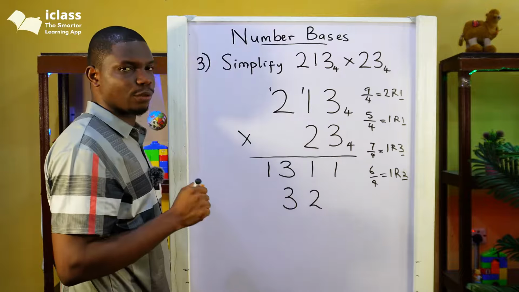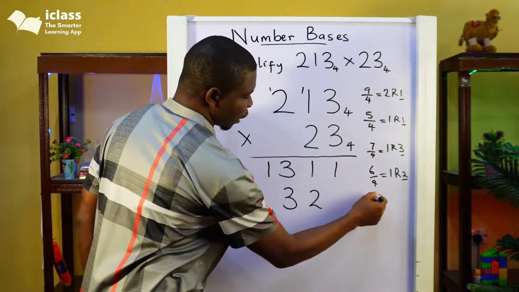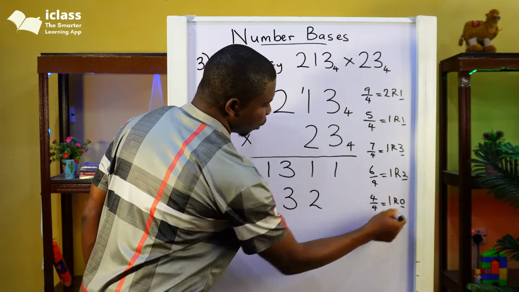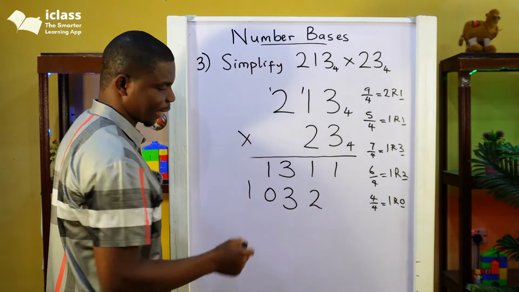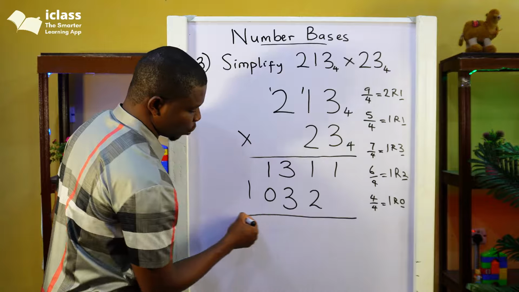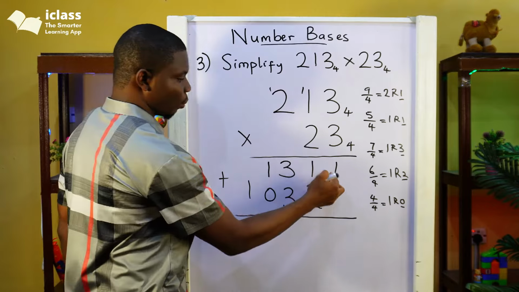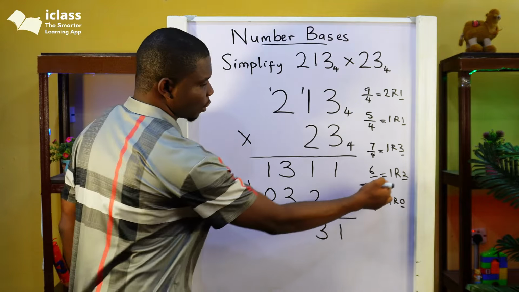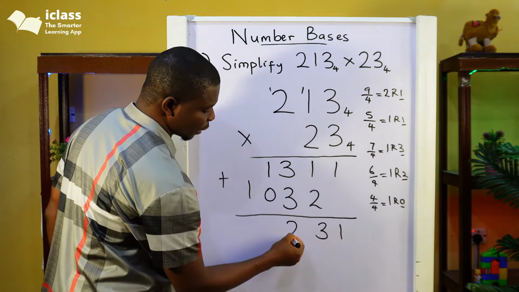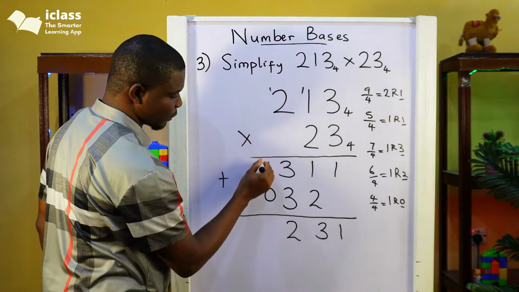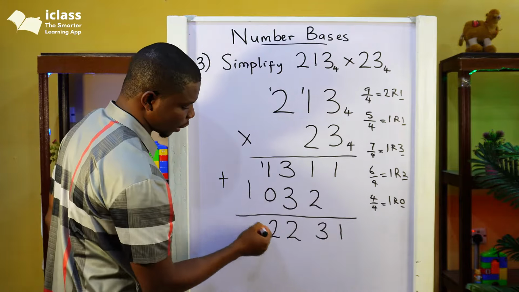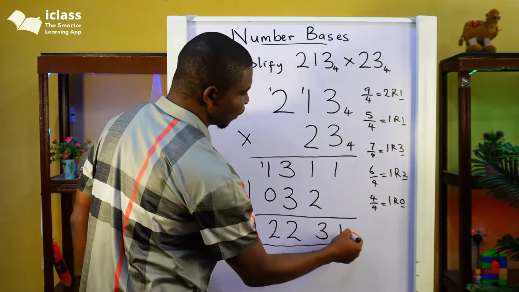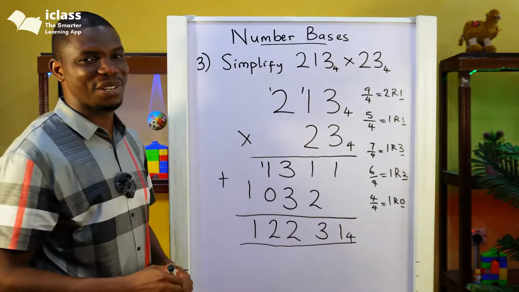2 times 2 is 4. But we'll not write 4. Instead, we'll say 4 divided by 4. This is giving us 1 remainder 0. We write the remainder of 0 and take 1 to the next place value. And just like we do in base 10, we would add 1, 3, 6. Instead of writing 6, we're going to write the remainder of 2 and take 1 to the next place value. 1 plus 1 is 2. We write 2 down here and we write 1. So we have our answer as 12231 base 4. I hope you got this.